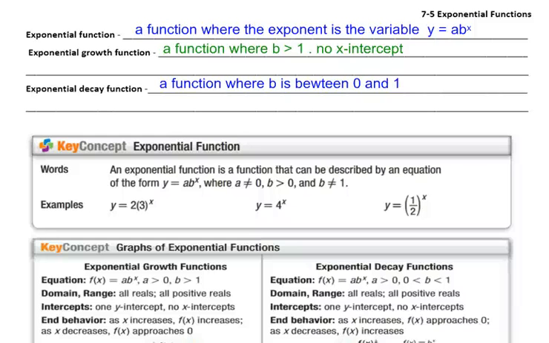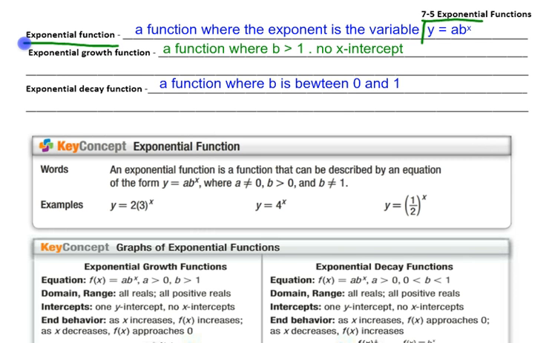Right, ladies and gentlemen, so today we're going to be taking that discussion that we had in class with our technology activity using our calculators, and now we're going to get some more formal definitions. So what we looked at and what we're going to be focusing on now are these things called exponential functions. An exponential function is a function where the exponent is the variable.